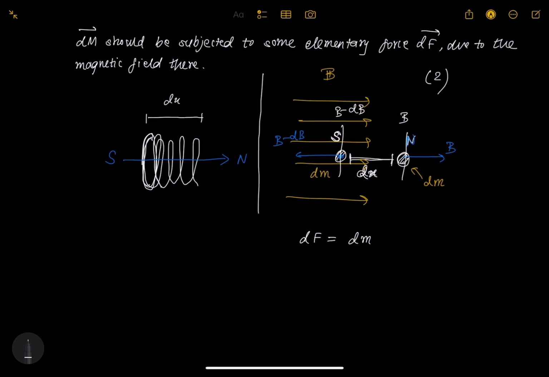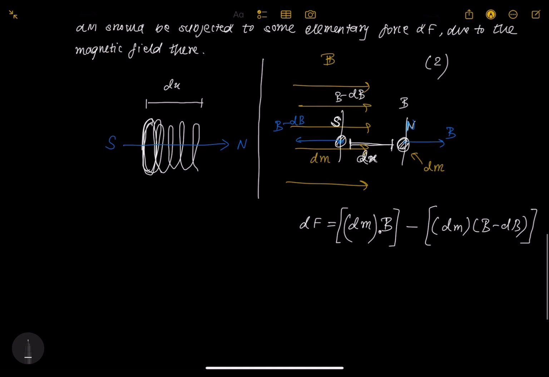So we're basically going to say that the pole strength, dm, times the magnetic field, which is the force on the North Pole, minus the force on the South Pole, which is given by dm times B minus dB. Right? That is the net force on the dipole. Let's write a net in there. So the net force on the dipole is going to be given by the differential magnetic pole strength at the poles, times dB.